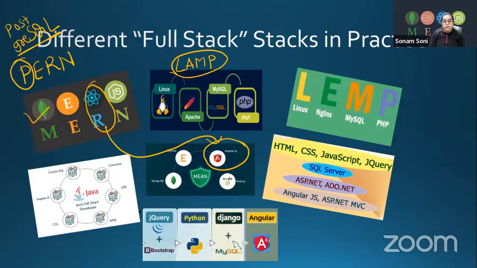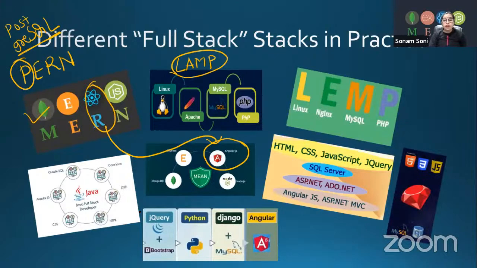Okay, and this one is the .NET full stack developer. .NET means you use ASP.NET and ADO.NET. ADO.NET for database connectivity, ASP.NET for the coding part. C# you can use for the same. SQL Server, which is Microsoft SQL Server, for the database. And in the front end, you can go for AngularJS and HTML, CSS, JavaScript, and jQuery. Then you can become a .NET full stack developer.